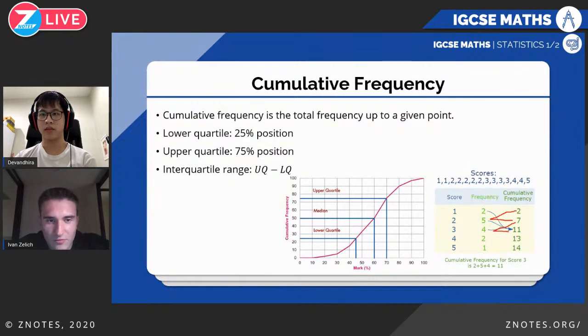Lower quartile. If you have the cumulative frequency table and say it's from a score from 0 to 100, then the lower quartile will be the 25th percent position. You usually are asked to estimate the upper quartile or the lower quartile, and you could basically just look at the graph, draw these little lines and figure out what they are.